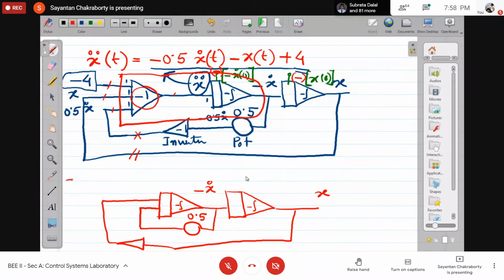Now, how can this +4 be put? We have a 10-volt source. You put a pot sitting at 0.4. So what is the signal over here? 4 volt. Right? Now, initial condition. For this, x0 is 0, so you can simply ground this. There's no need to put any initial condition for the second integration. But for the first integration, you have x dot 0.